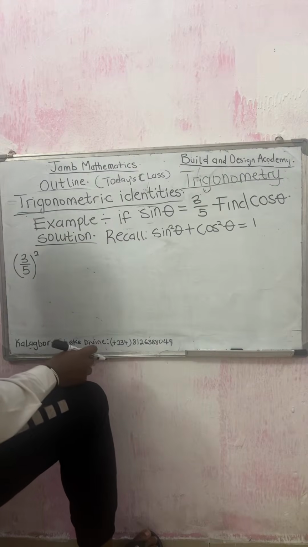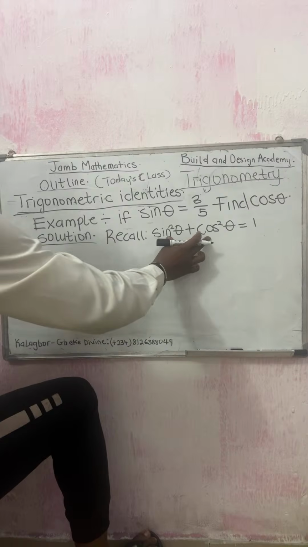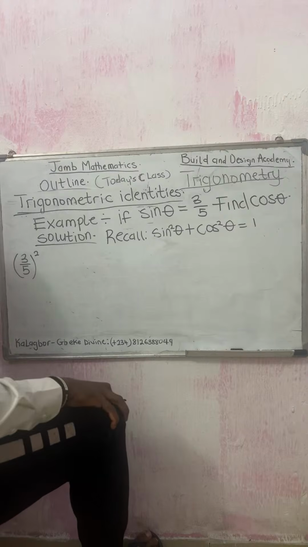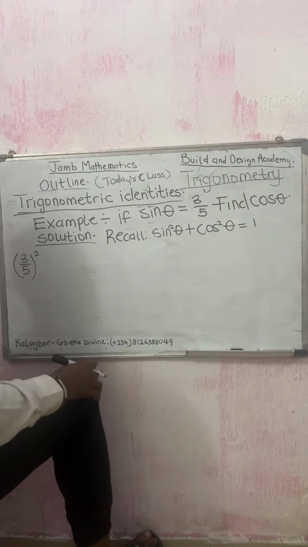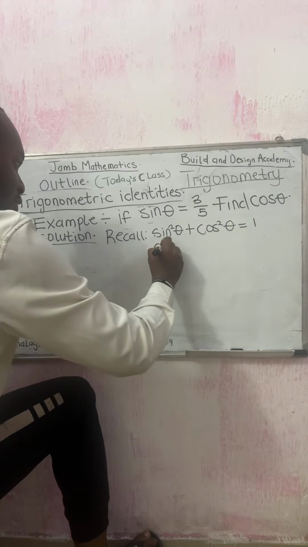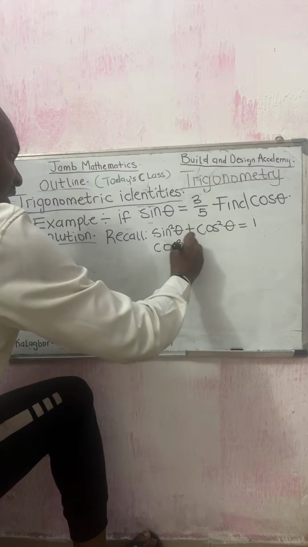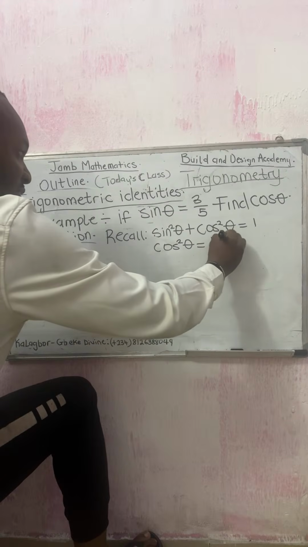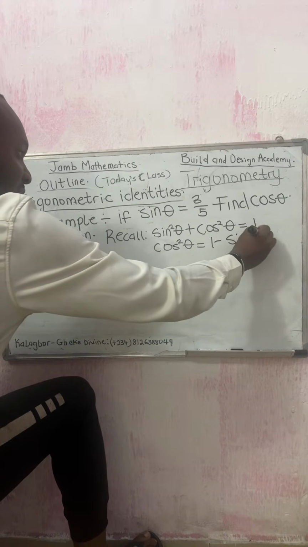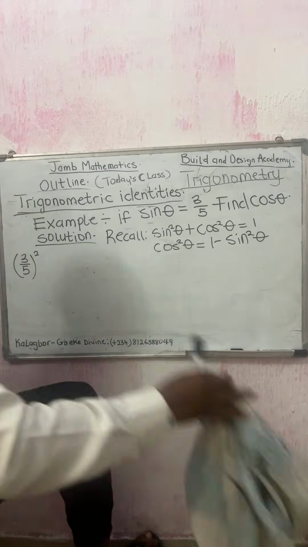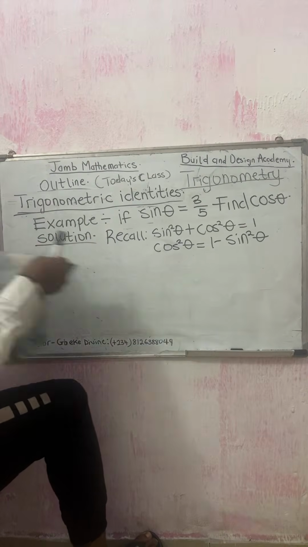Now, first of all, we are looking for cos theta. So if it's like this, we need to rearrange the equation. When I say we need to rearrange the equation, it simply means we need to put it in a way that cos will be on its own. So rearranging this equation, we'll take this sin square theta to this other side. So we now have cos square theta is equal to 1, then this will now change to negative, minus sine square theta. Let's solve from here.